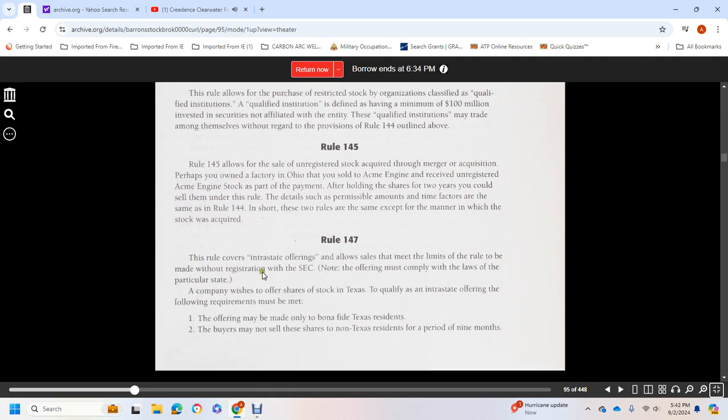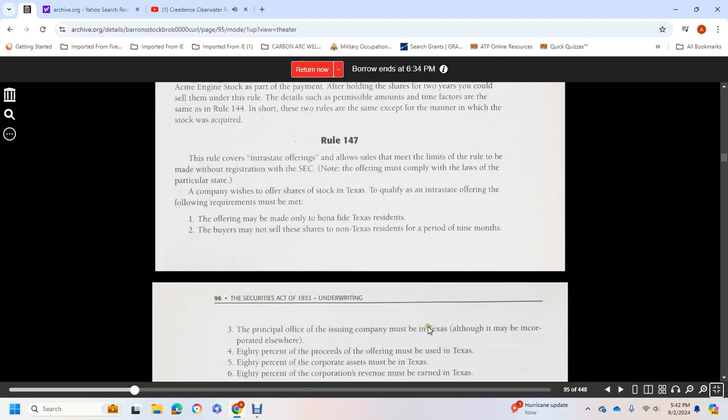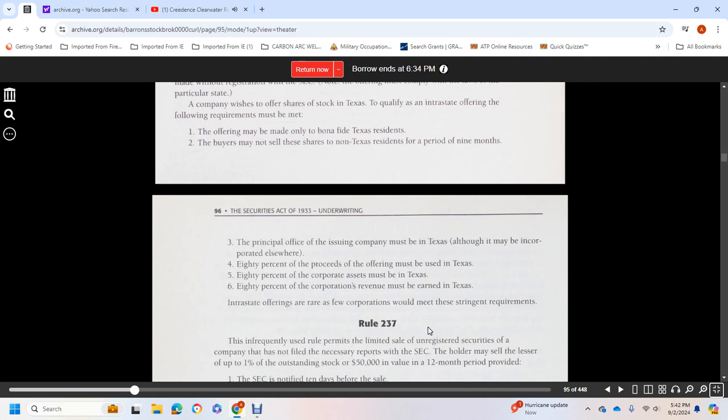Rule 147. This rule covers intrastate offerings, which allows sales meeting the limits of the rule to be made without registration with the Securities Exchange Commission. The offering must comply with the laws of the particular state. A company wishes to offer shares of stock in Texas. To qualify for the intrastate offering, the following requirements must be met. The offering must be made only to bona fide Texas residents. The buyers may not sell the shares to a non-Texas resident for a period of 9 months. The principal office of the issuing company must be in Texas, although it may be incorporated elsewhere.